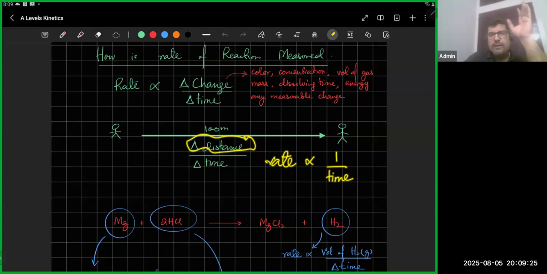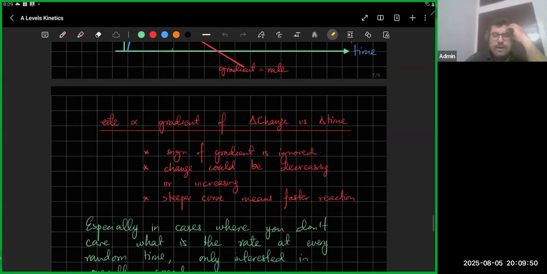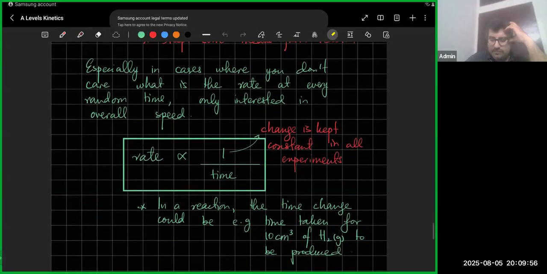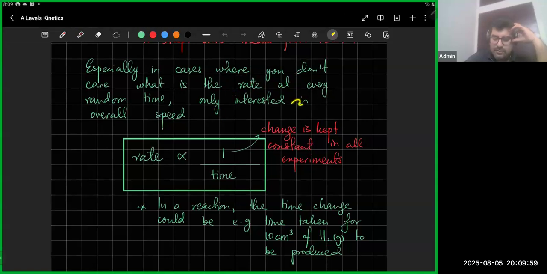In the 100 meter race, everyone is running 100 meters. So that's a constant change. So this जो numerator है, that kind of becomes irrelevant. If you do it for every runner the distance would be 100 meters, right? तो फायदा क्या है वो calculation में? I mean, it's just something that's going to be very common. So time for every runner would be changing. So the rate would be 1 over time, right? So one method when you want to focus on the overall, especially in cases where you don't care what the rate is at every random time, you're only interested in the overall speed.